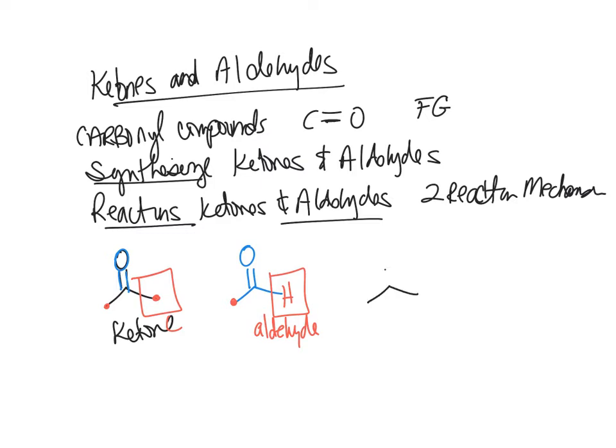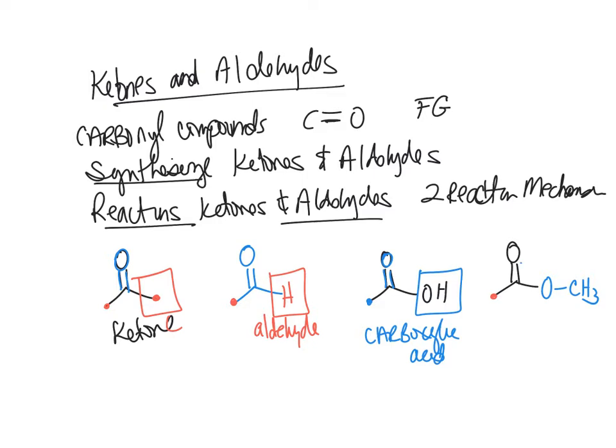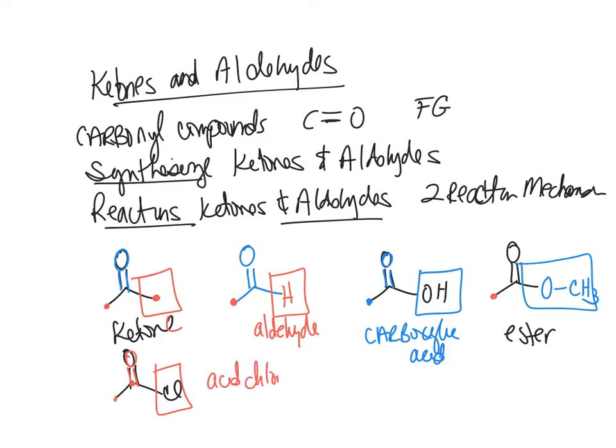If you find your carbonyl, and here's your carbon, and then what do you have here? You have an OH. So this is a carboxylic acid. Here you have a carbonyl, you have your carbon over here, and then if you have an oxygen and then another carbon on that side, then you have an ester. If you have your carbonyl here, your carbon, and you have a Cl, that is an acid chloride.